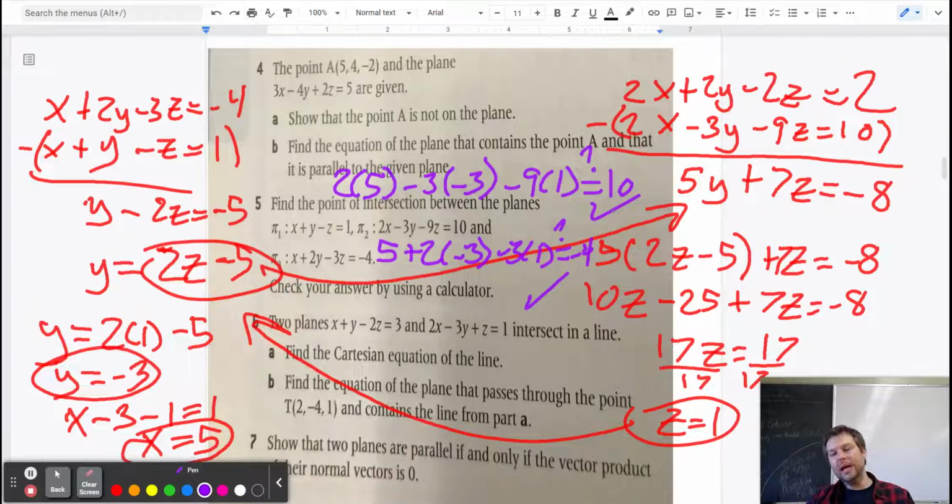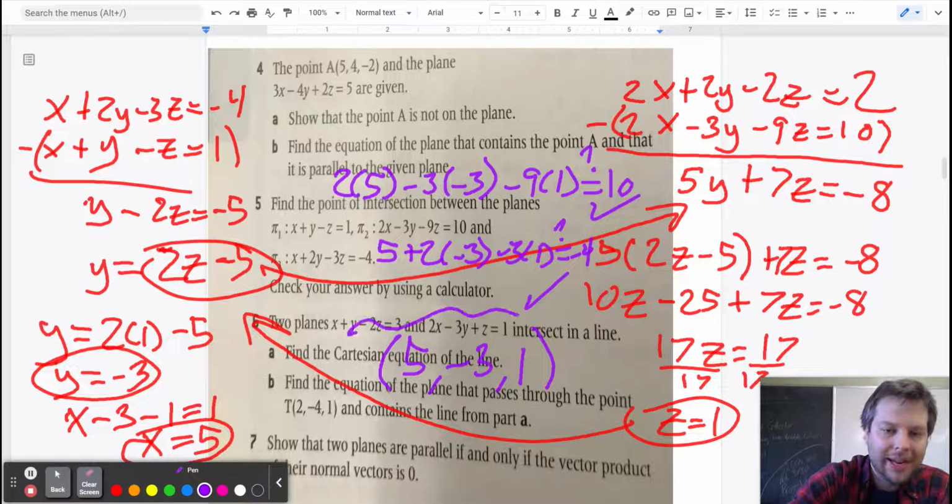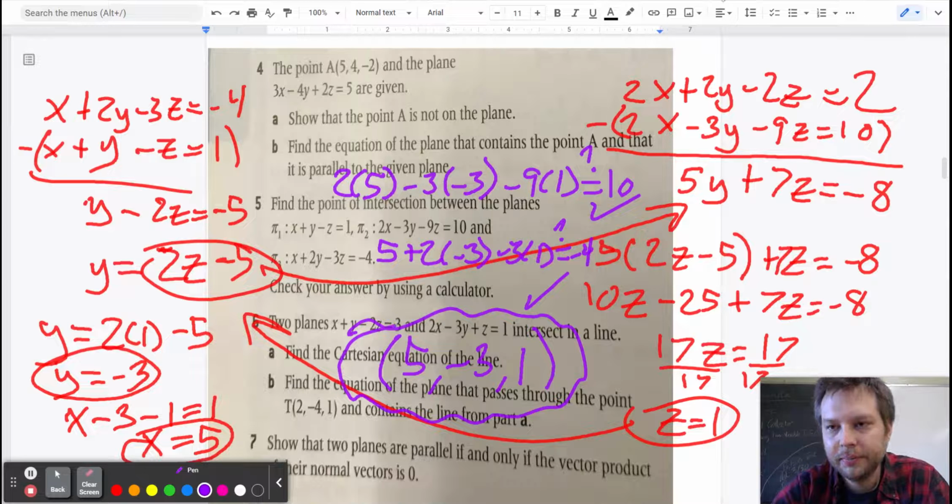So we found the only XYZ point that is a solution to all three plane equations. And so we can celebrate, and we know the point of intersection is (5, -3, 1). We can put a happy little bubble around it, and we're done.